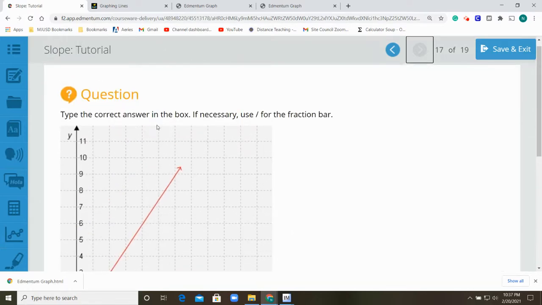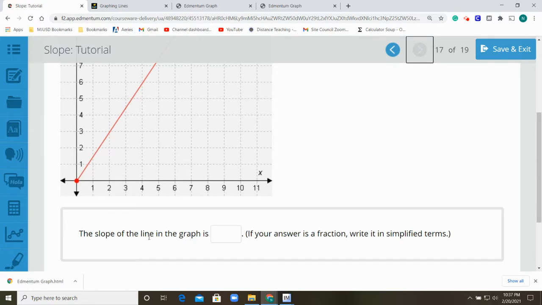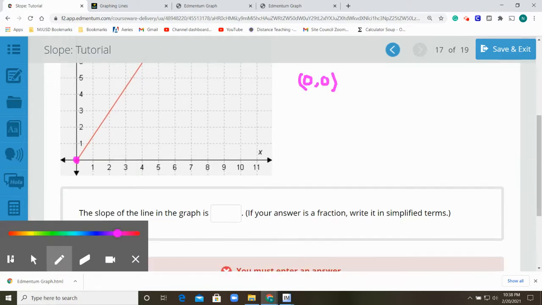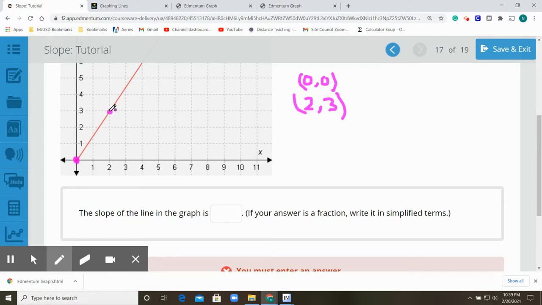So this says type the correct answer in the box. If necessary, use a slash for a fraction bar. The slope of the line in the graph is blank. If your answer is a fraction, write it in simplified terms. So the first point that I labeled was 0, 0. And the second spot that I chose was 2, 3.